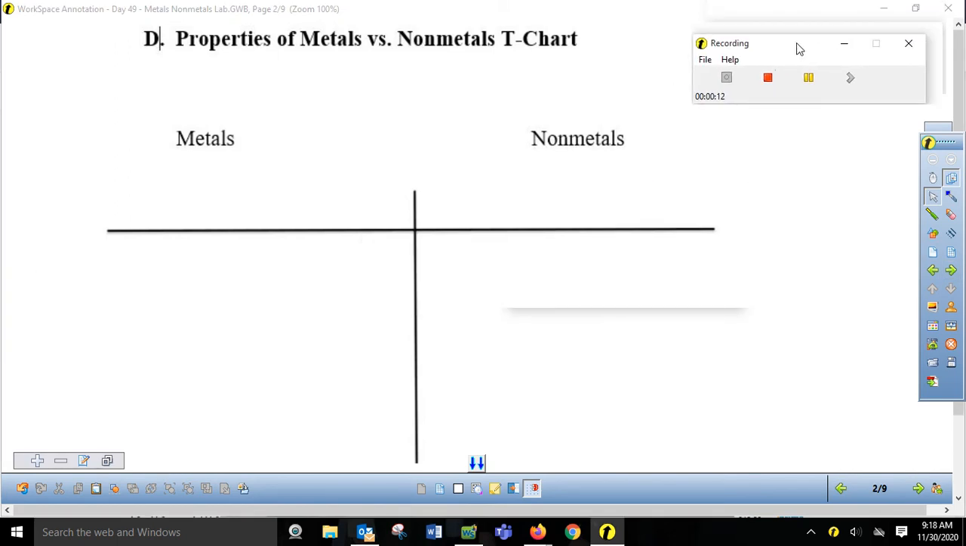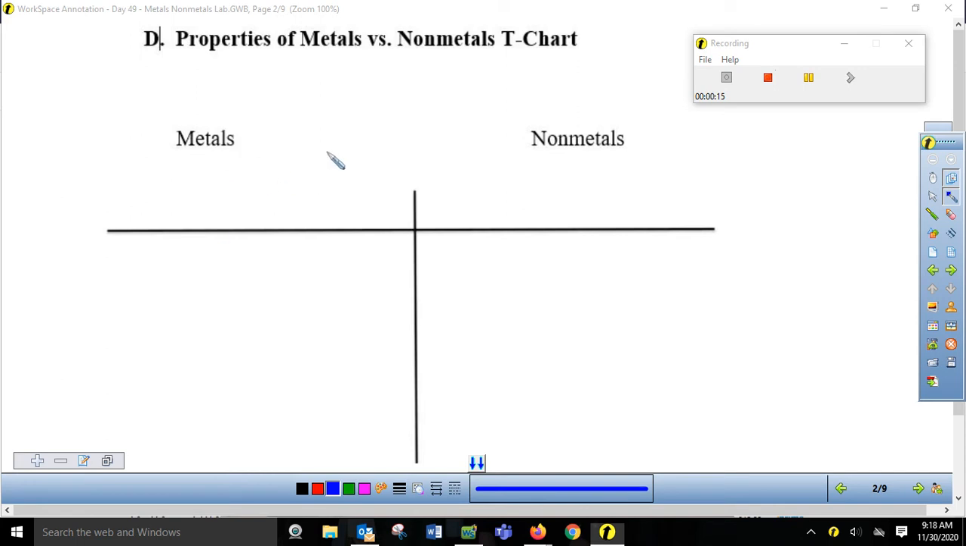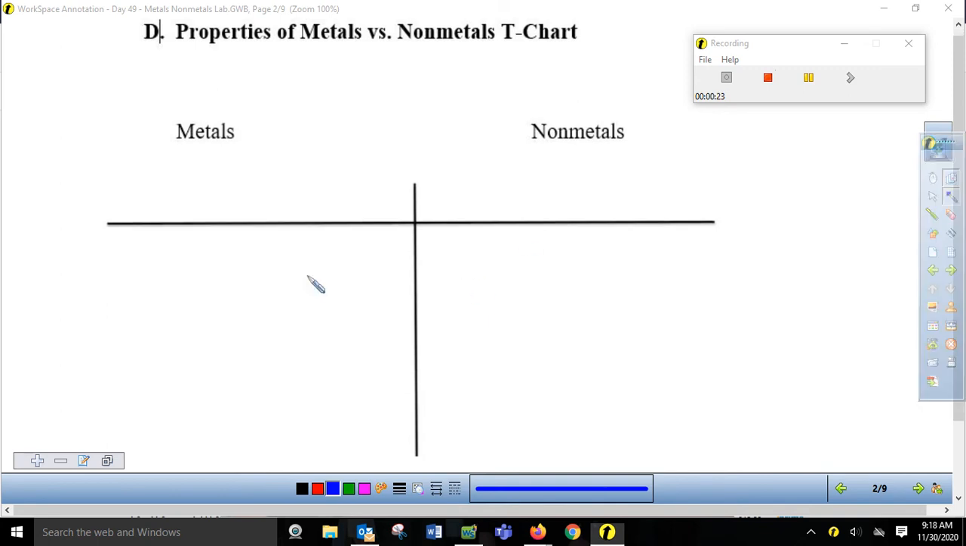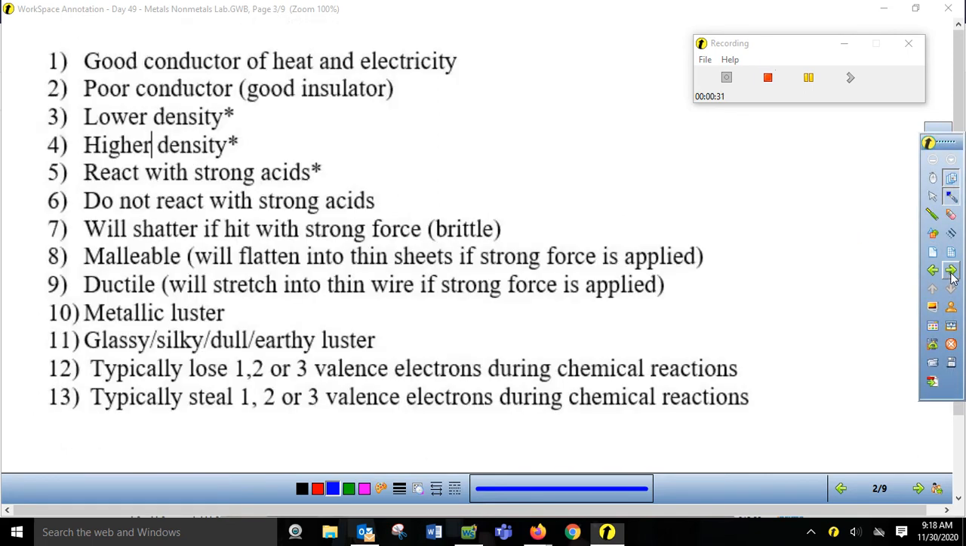First thing we want to do is fill out this T-chart, properties of metals, properties of nonmetals, and compare how they're different, because we're going to do our properties of metals versus nonmetals lab, and we need to know what are the properties of metals and what are the properties of nonmetals? Otherwise, we won't be able to figure out if the material is a metal or not. So, in your notes, page 4, we see 13 different things we want to label.